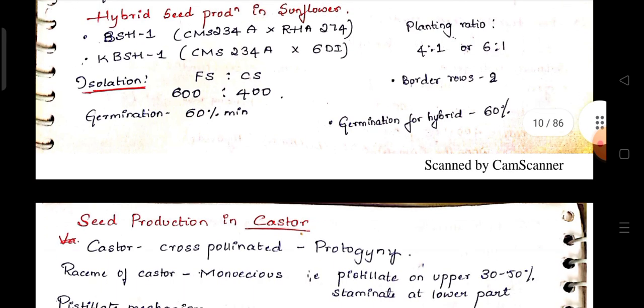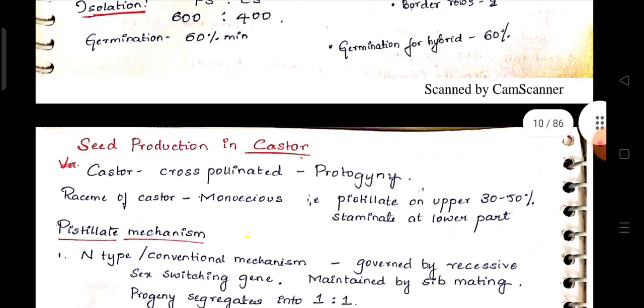Hybrid seed production: BSH1 and KBSH1 are the two potent hybrids here. BSH1 parentage is CMS 234A into RHA 274 and for KBSH1 parents are CMS 234A into DSI. Planting ratio followed is 4 female and 1 male or 6 female and 1 male. Border rows are generally 2. Germination of hybrids should be 60% and minimum germination in varieties is 60%. 600 and 400 isolation distance for foundation and certified seed.